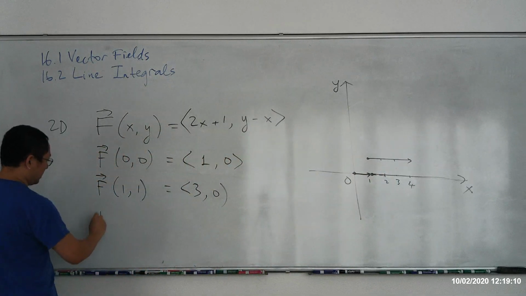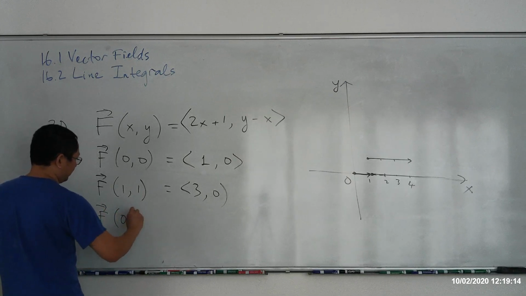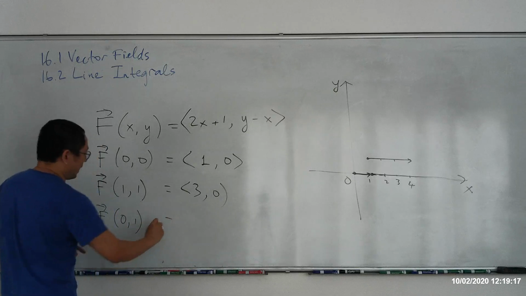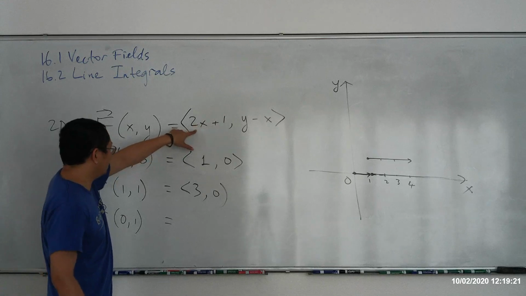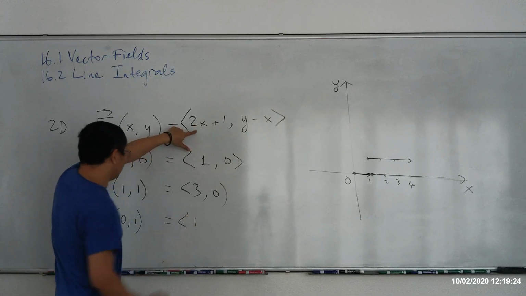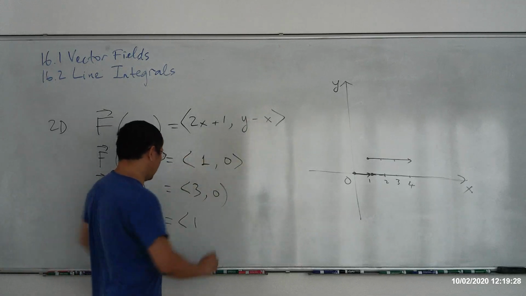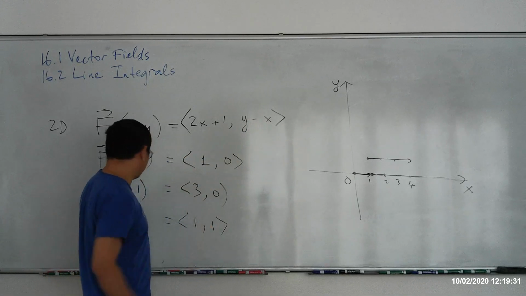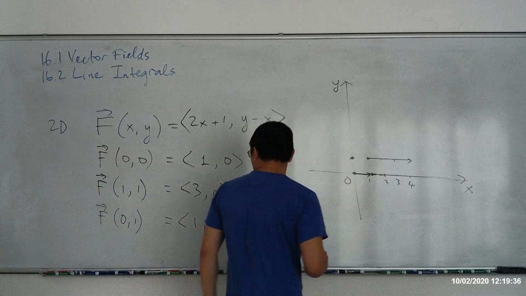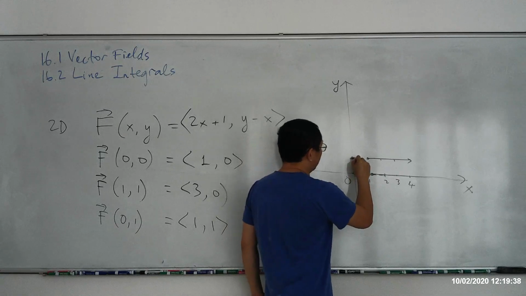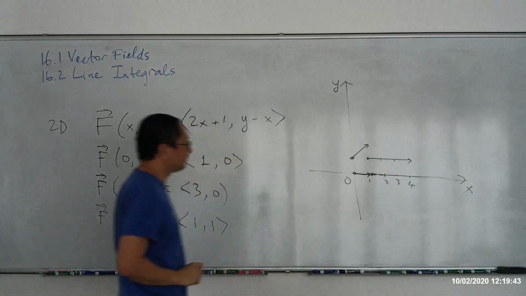Try another one. Say f of 0, 1. Let's just make up a point. X is 0, y is 1. So the first component is 2 times 0 is 0 plus 1 is 1. And y is 1, x is 0, 1 minus 0 is 1. 1, 1 again. At the point 0, 1, the point 0, 1 is right here. I have the vector of 1, 1. 1, 1 is this one. Go 1 unit to the x, 1 unit for the y.